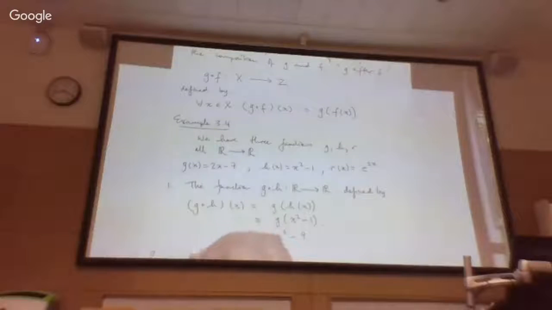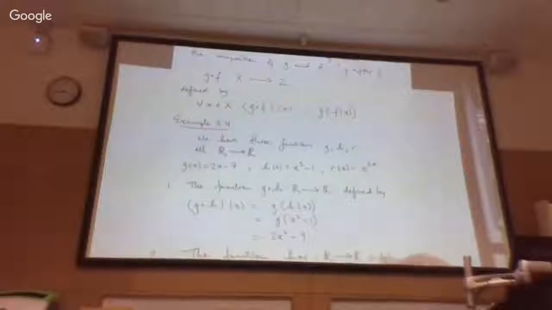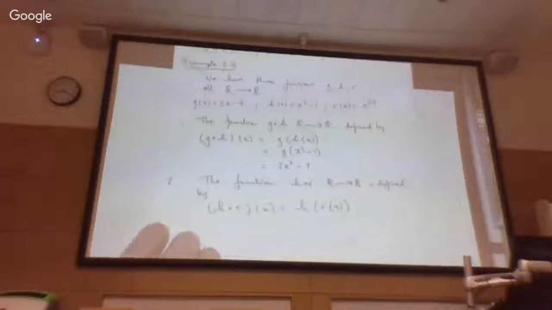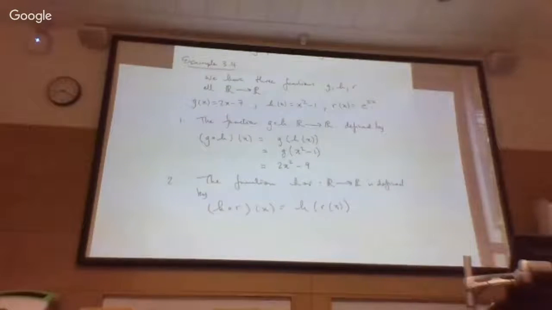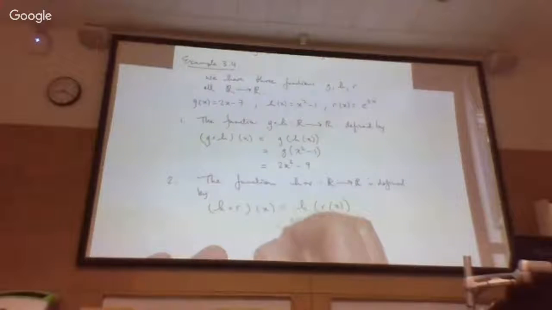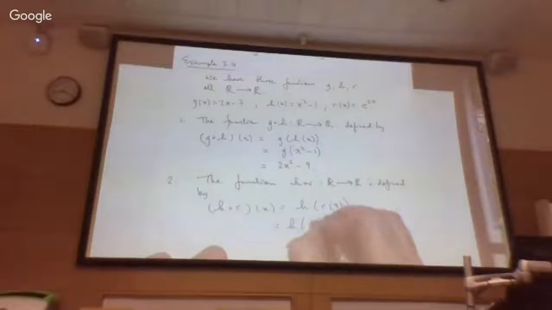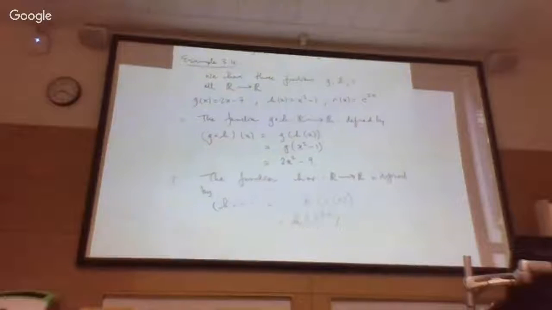h after r. So h after r, again, will go from R to R. And this is defined by h after r on an argument x. So this is all just the same. By definition of composition, that is exactly h of r of x. Which is, and r of x is e to the 2x, exponential of 2x.